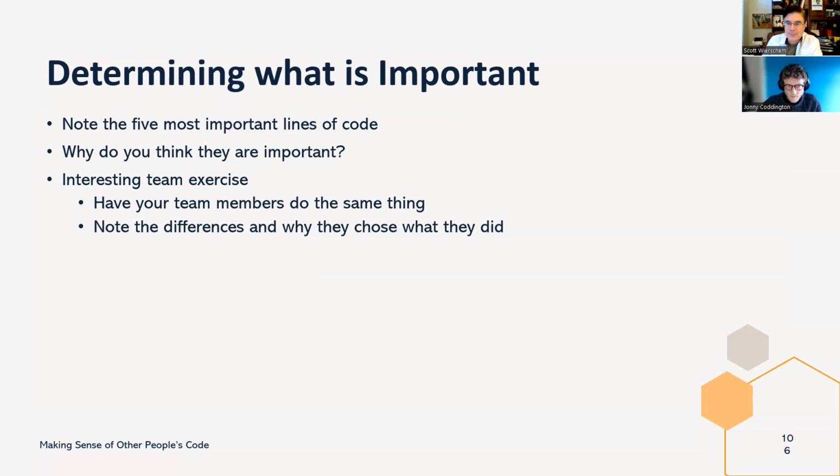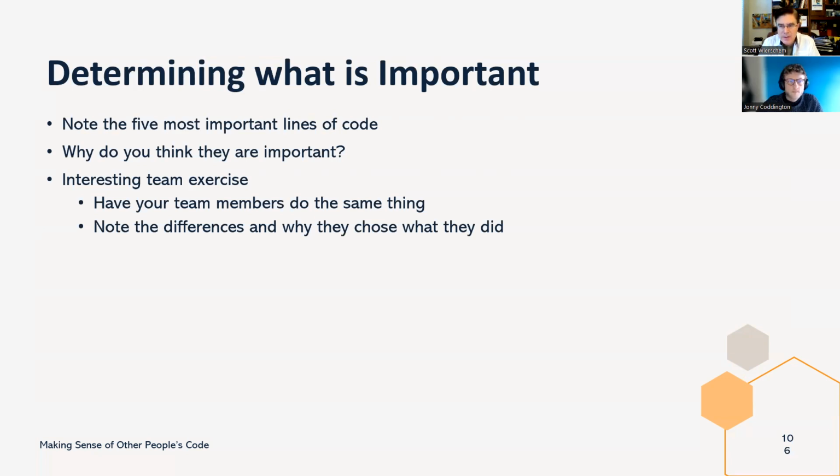and figure it out. Next, determining what's most important. You go over the code, mark which lines are most important. If you're reading a printout, you might use an exclamation point, say this is important, or circle it or something like that. Consider, why is this line so important?